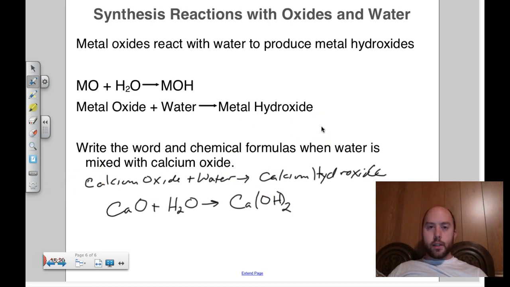And that's it for synthesis. You just have to memorize these 5 kinds of synthesis reactions. But again, don't worry about the nonmetal plus oxygen one. That's not really important. So now you're really down to 4. And again, you have to know synthesis when you see it or when you read about it. How do you know when you just see it? Because it has 2 or more reactants and 1 product. That always makes one thing only.